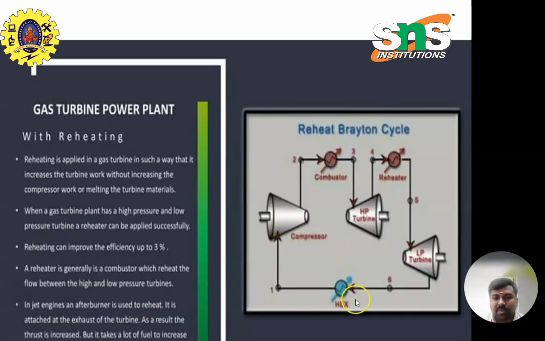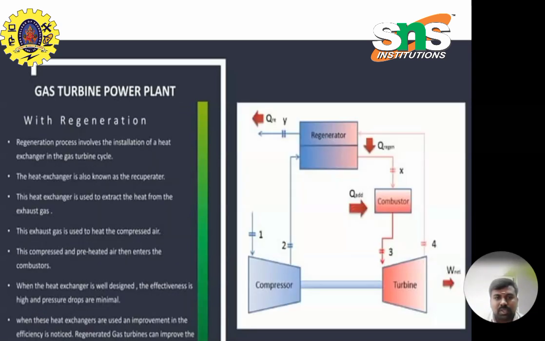So, the gas turbine power plant with reheating. This is the layout: this is the compressor, combustor, and the reheater. This is the high pressure turbine, this is the low pressure turbine. In a jet engine, an afterburner is used to reheat. It is attached to the exhaust of the turbine. As a result, the thrust increases, but it takes a lot of fuel to do so.